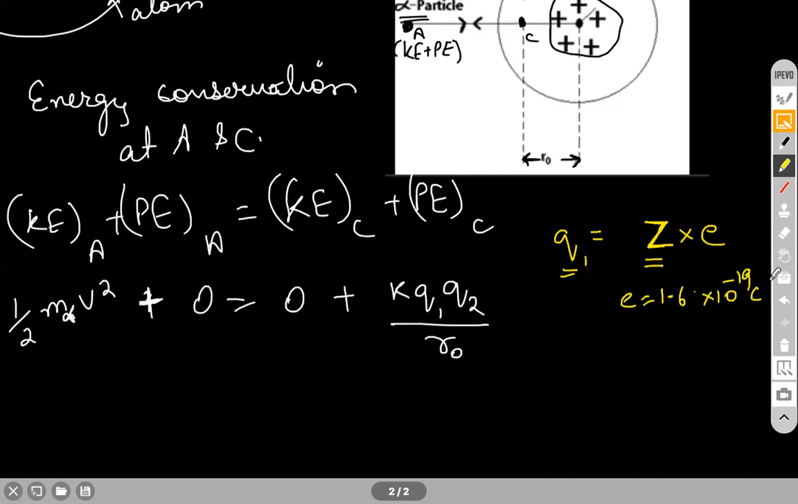So Q1 is an alpha particle here, or whatever particle we have taken. For an alpha particle, Z will be 2. But for any other element also, we will write it as Z1, so Q1 is Z1 into E. What is Q2? Z2 into E, the atomic number into E, because that is the number of protons. Any doubt, guys?